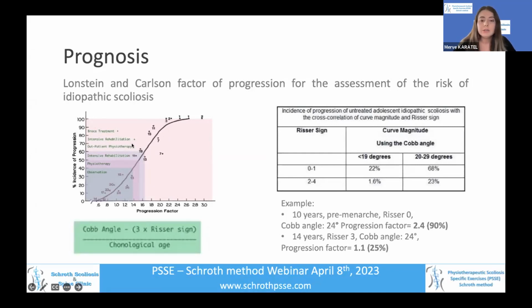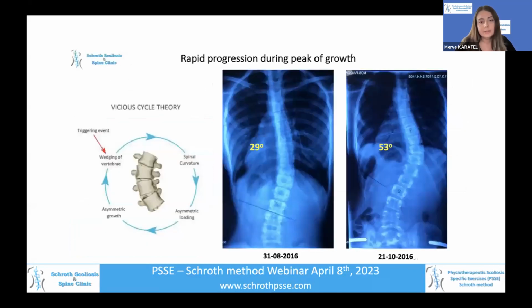On the other side, a 14-year-old, Risser 3, same Cobb angle. Again, from this formula, the progression factor is 1.1. 1.1 is, from this graph, approximately 25% progression risk. Same Cobb angle, different progression risk, and definitely a different intervention plan is needed.